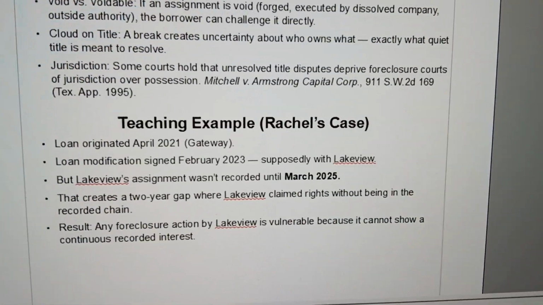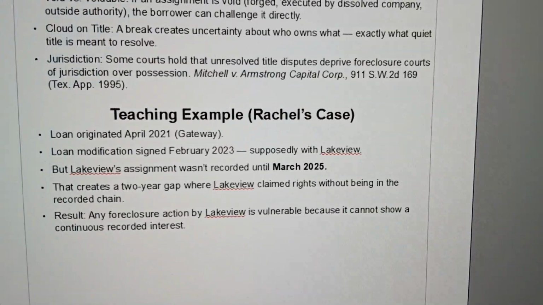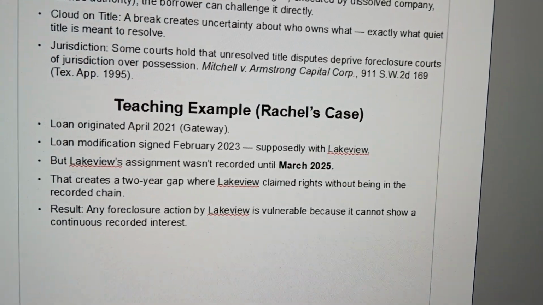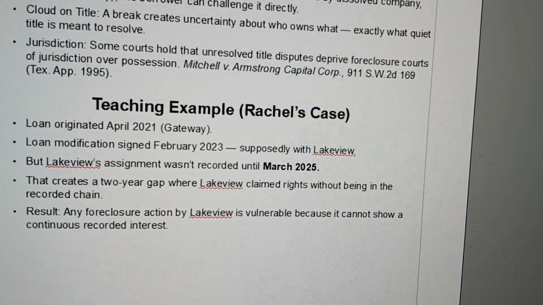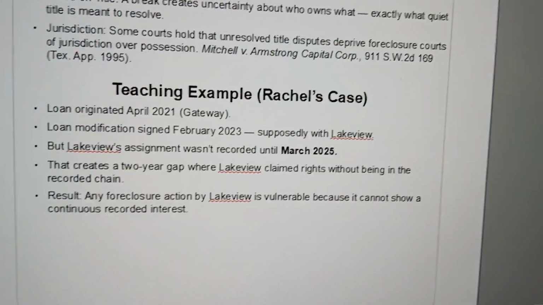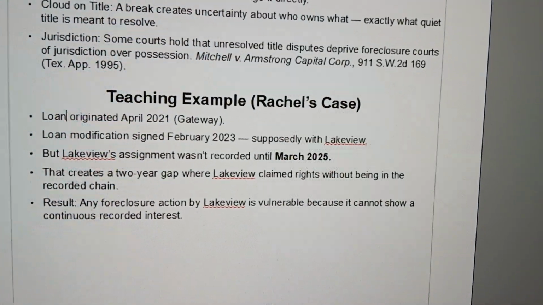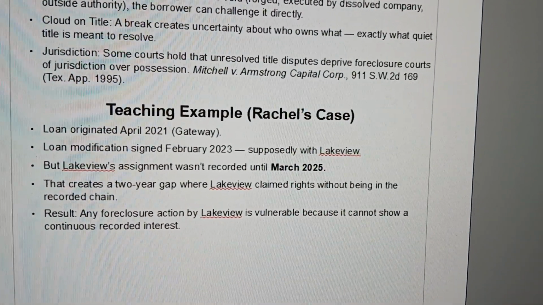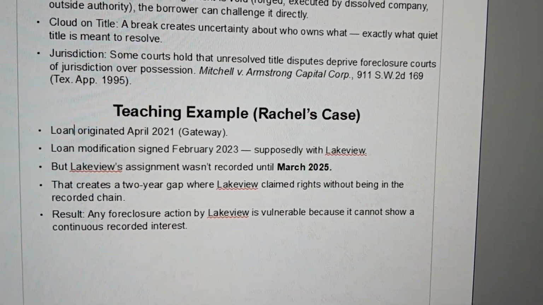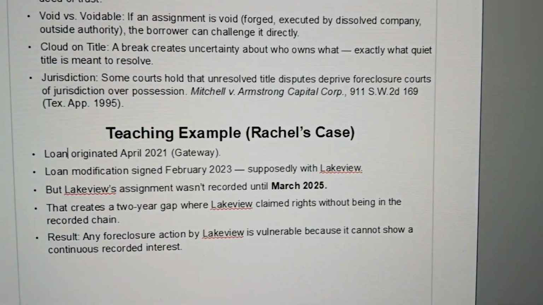Now, as far as Rachel's case goes, this is what I wanted to use as an example. In her case, the loan originated April of 2021 with Gateway. A loan modification was signed February 2023, supposedly with Lakeview. But Lakeview's assignment wasn't recorded until March of 2025. So they didn't even have authority to do that loan modification because they never had it. That creates a two-year gap where Lakeview claimed rights without being in the recorded chain. Result: any foreclosure action by Lakeview is vulnerable because it cannot show a continuous recorded interest. So that's a good example to use, guys.